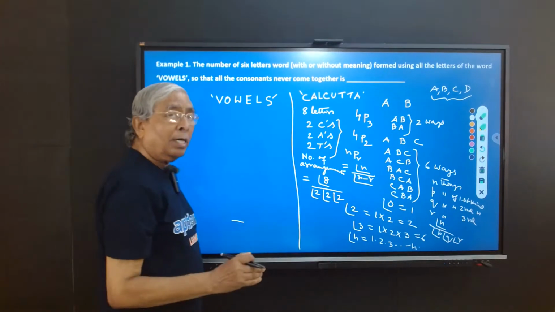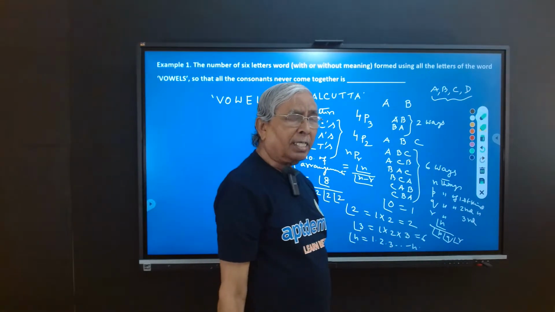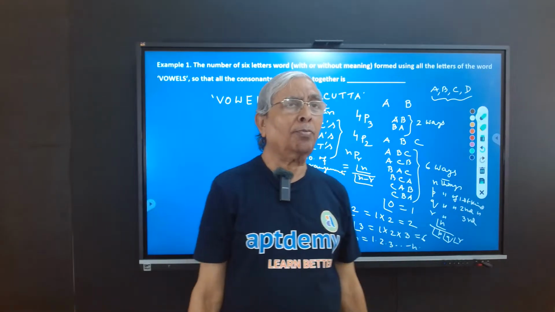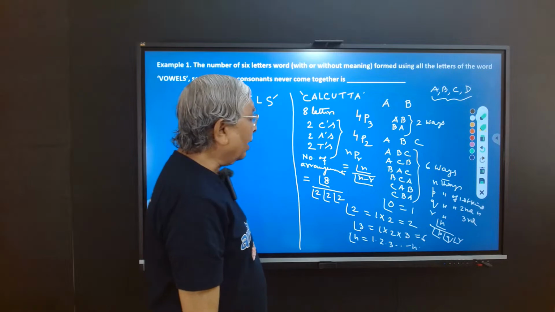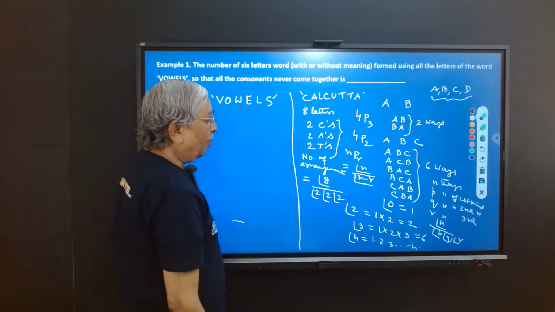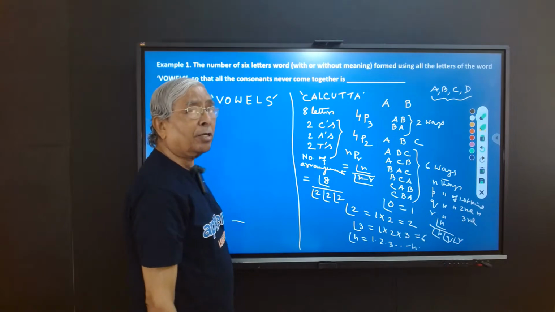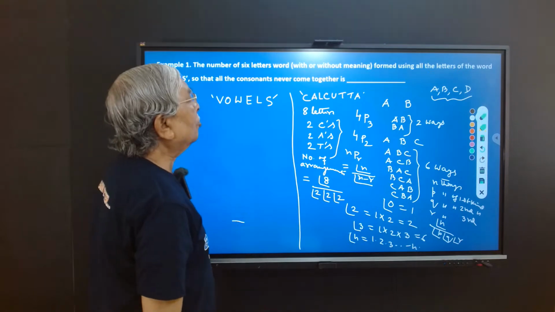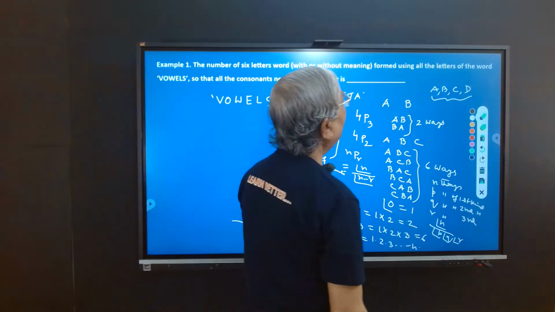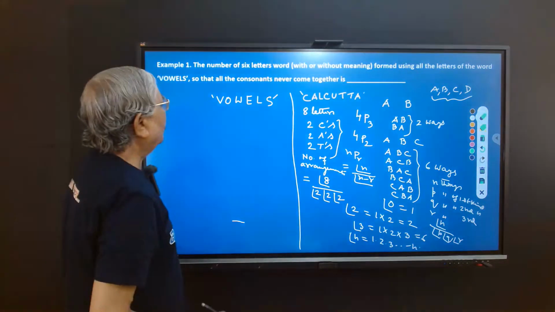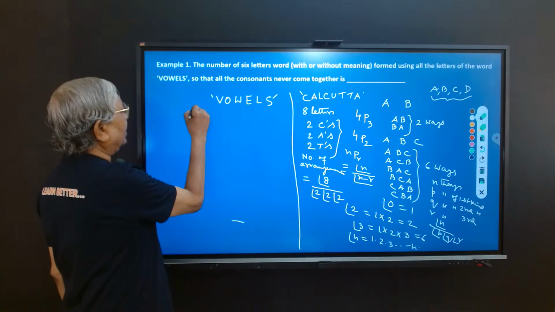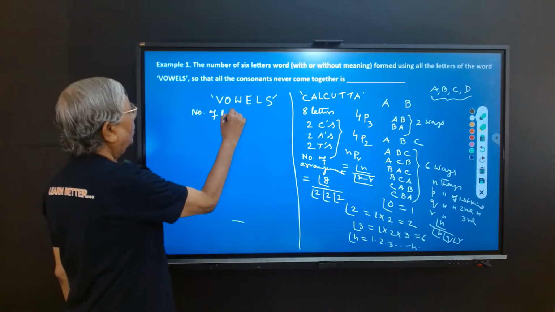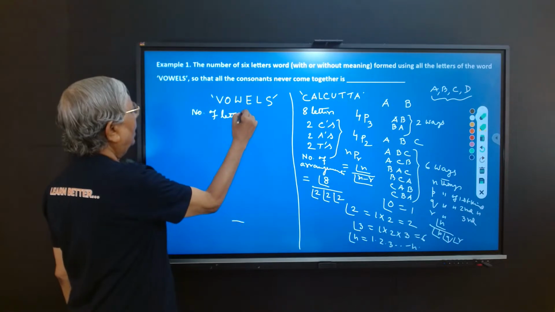So this is another formula where there is some repetition, that is, suppose you have n things of which p things of one kind, q things of second kind, r things of third kind. The number of arrangements will be factorial n by factorial p, factorial q, factorial r. So I have taken the problem, the number of 6 letter words with or without meaning formed using all the letters of the word VOWELS. So first we see what is the number of letters. Number of letters is equal to 6.